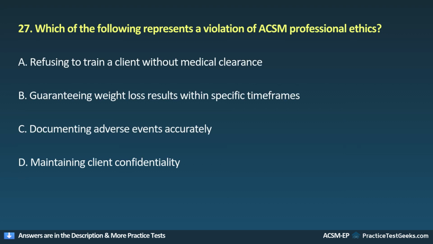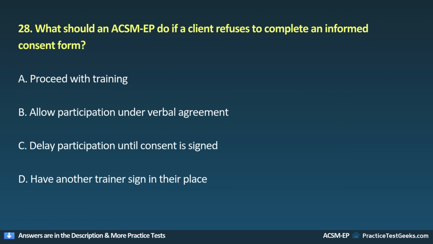27. Which of the following represents a violation of ACSM professional ethics? A. Refusing to train a client without medical clearance. B. Guaranteeing weight loss results within specific timeframes. C. Documenting adverse events accurately. D. Maintaining client confidentiality. 28.